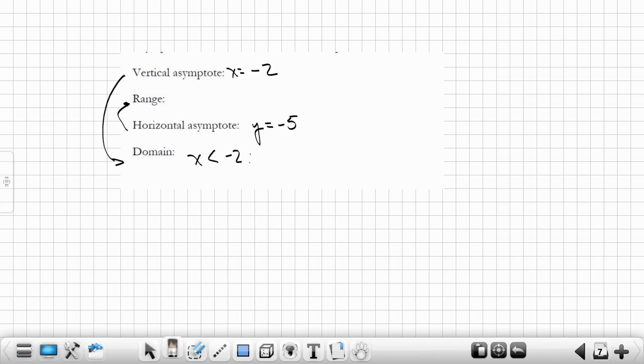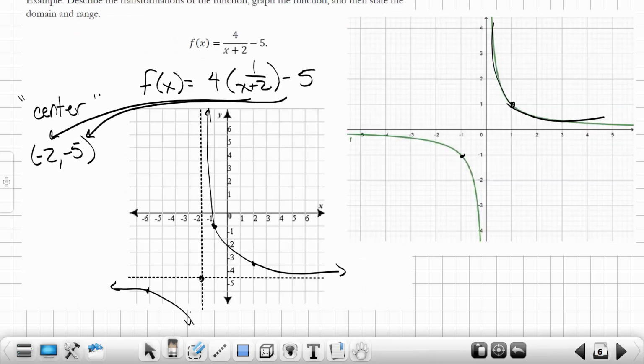But it's also greater than negative 2. The other way, it could be anything. If you look at our graph, x can be anything to this side, less than negative 2. X can be anything to this side, greater than negative 2. It cannot be negative 2.